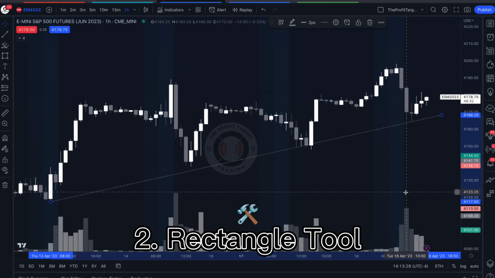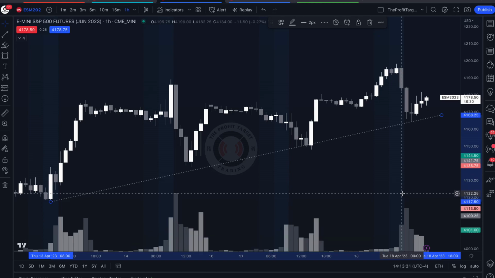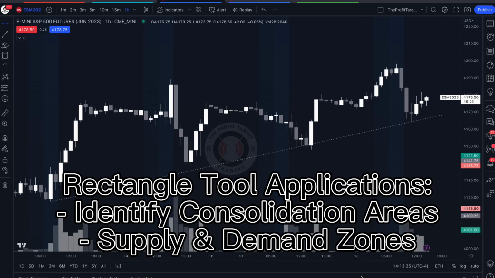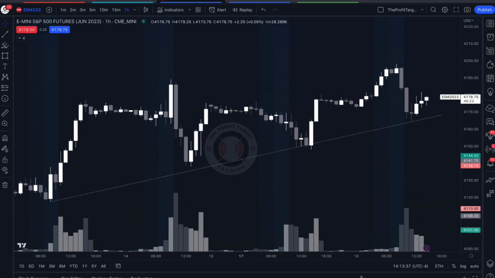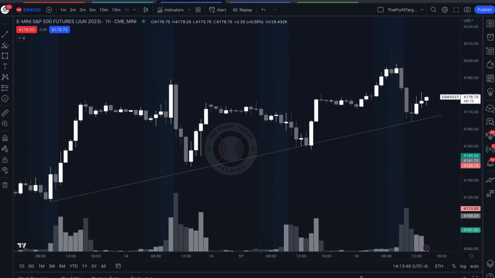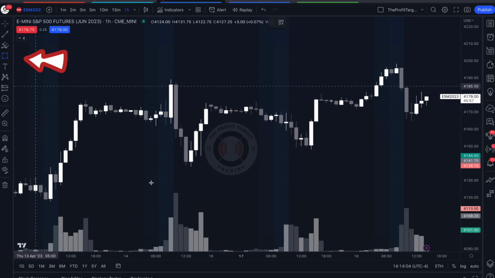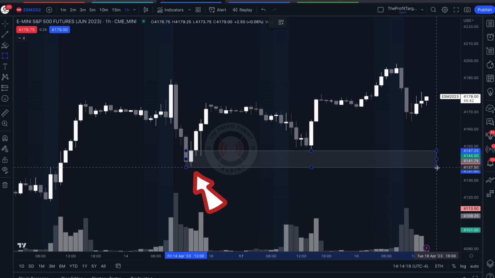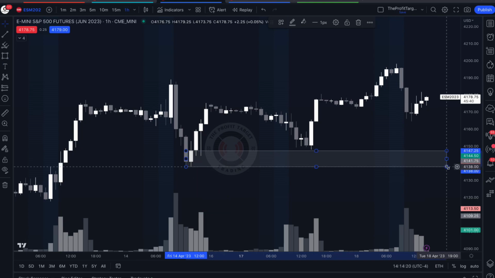Number 2. The Rectangle tool is a charting tool that is used to identify areas of consolidation and supply and demand zones. It's formed by drawing horizontal lines at the top and bottom of a range of prices. When the price breaks out of the range, it can signal a potential trend reversal or continuation. To plot a rectangle on the chart, select the Rectangle tool from the Charting Tool menu. Click on the chart to define the starting point of the rectangle. Drag and click to define the endpoint of the rectangle.